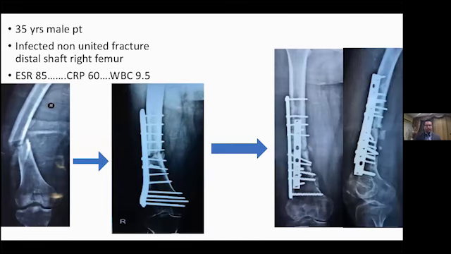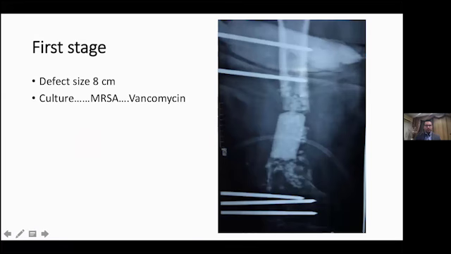This is the second case, which was done with the same technique, of a 35-year-old male patient with infected non-united distal shaft femur, which was done for open reduction internal fixation by a distal femur locked plate. Then revision of the fixation was done by double plating. Then the patient got infected. Then he underwent the same technique of 2 stages, with the defect size at the first stage being 8 centimeters, and the culture was positive for MRSA, which was sensitive to vancomycin.